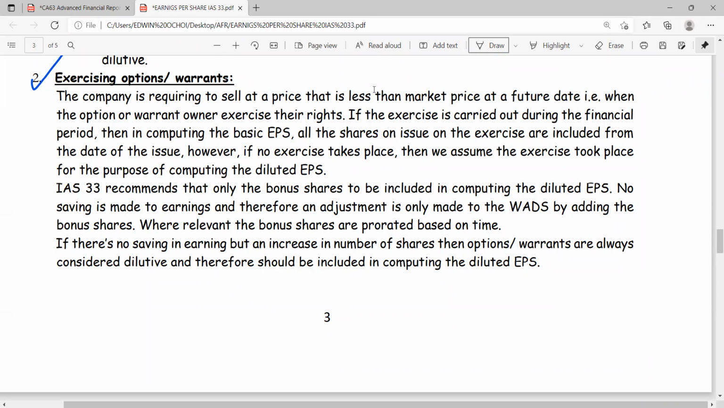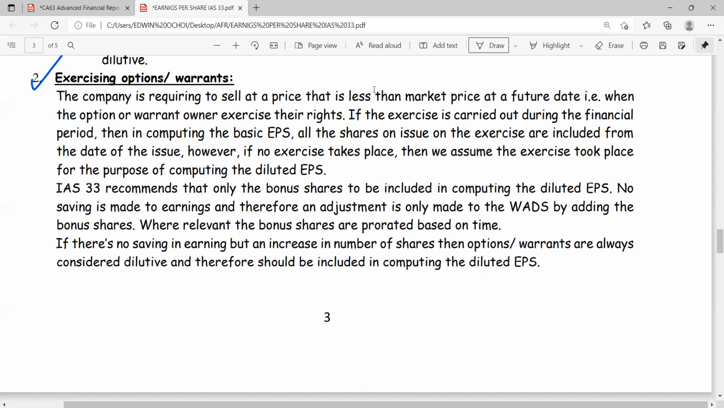If the exercise takes place, obviously, we have to use those shares the shareholders exercised to compute the basic EPS. That is what they are saying. However, if no exercise takes place, then we assume the exercise took place for the purpose of computing the diluted EPS.